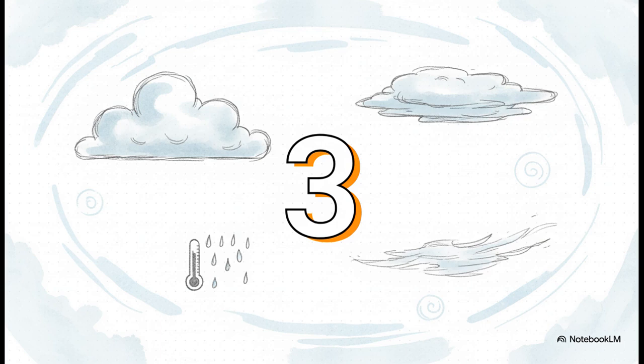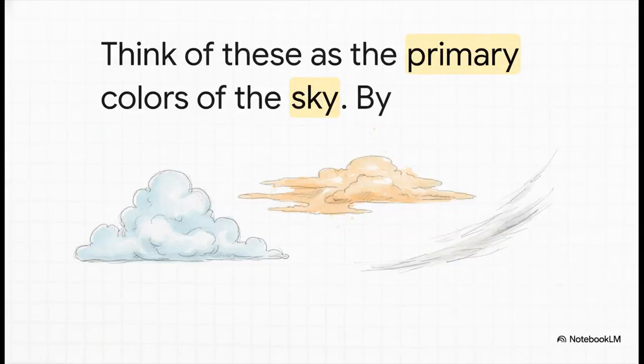Well, it all boils down to this one little number: 3. Believe it or not, almost every single cloud you'll ever see is built from just 3 fundamental shapes. Yep, just 3. Think of them like the primary colors of the sky. Once you get these down, you unlock the ability to identify pretty much everything else floating up there.